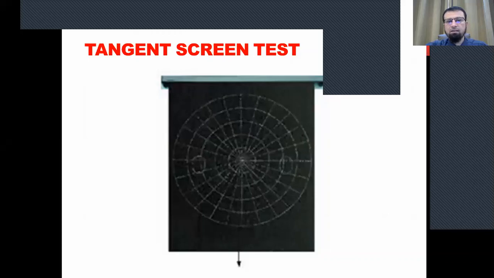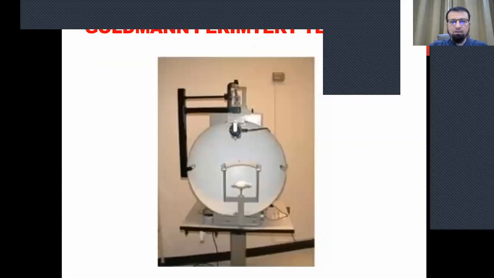The tangent screen test is also like a stimulus going to the screen, and the therapist will mark there how much the patient sees. For example, for today, he could see to this degree compared to the previous week. So it gives a way of comparison, but this is not for you. It's only used by optometrists. It's just to give you an idea.